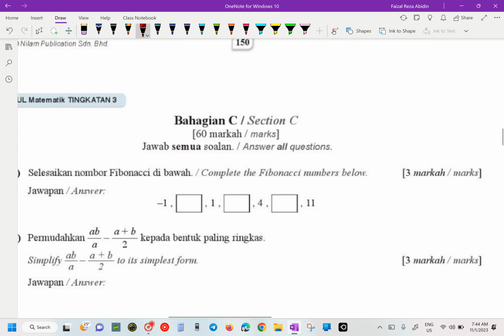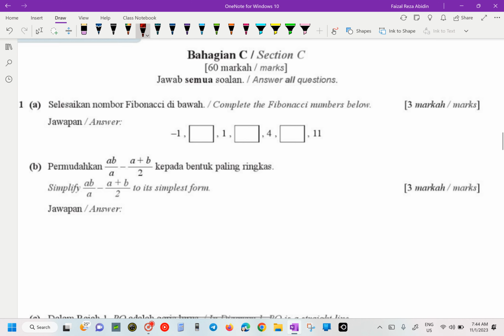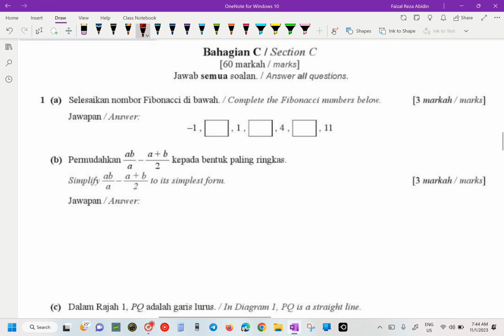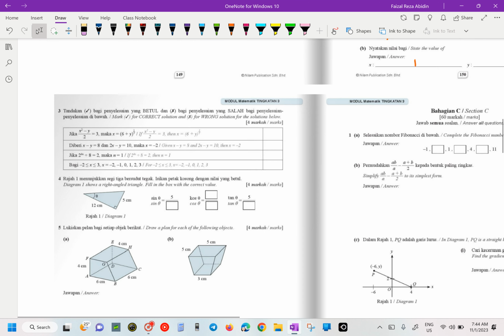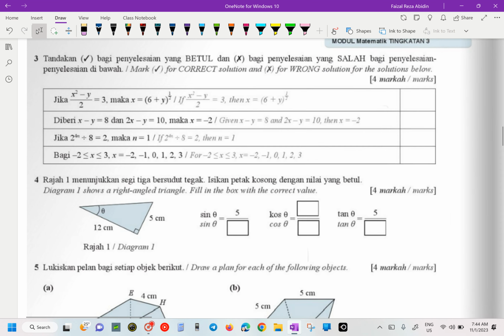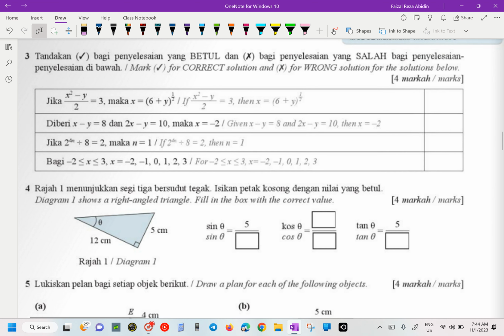Okay. Oh, straight away. Section C. Finish our section B already. Huh? Come again? Cikgu ada lagi. Oh, yeah. Sorry. Number 3. Oh, ada.